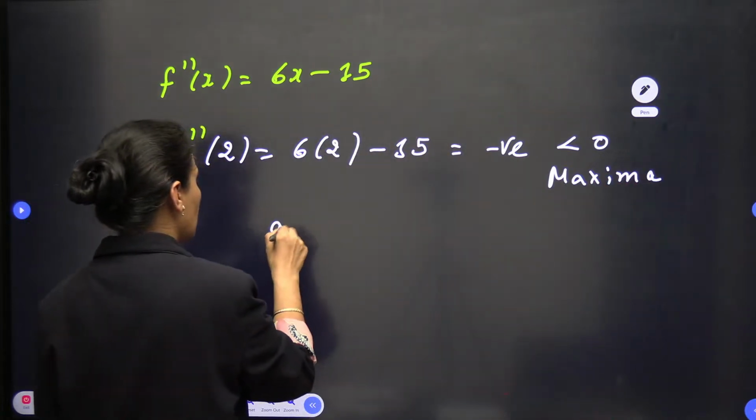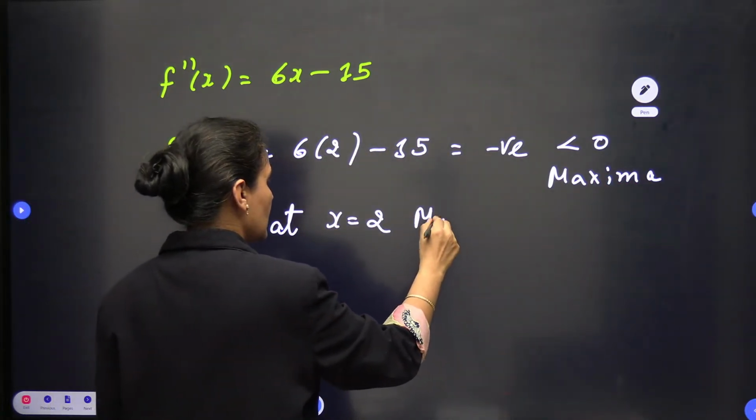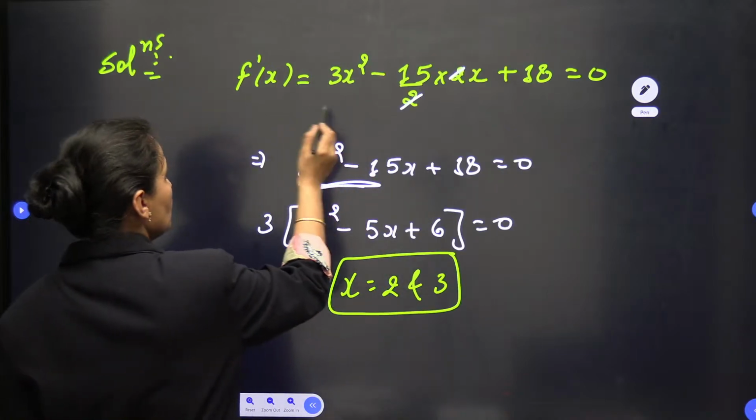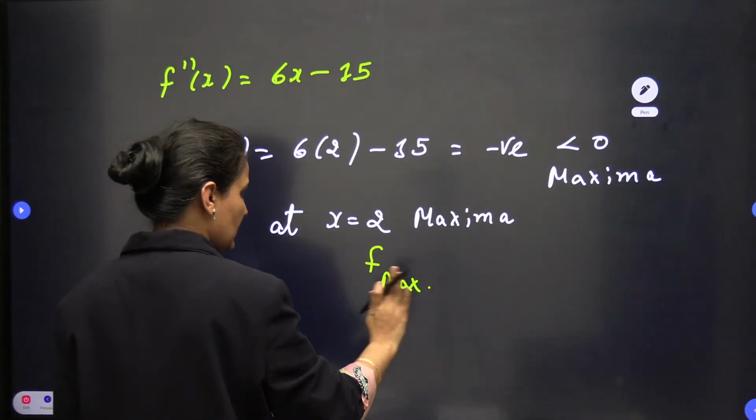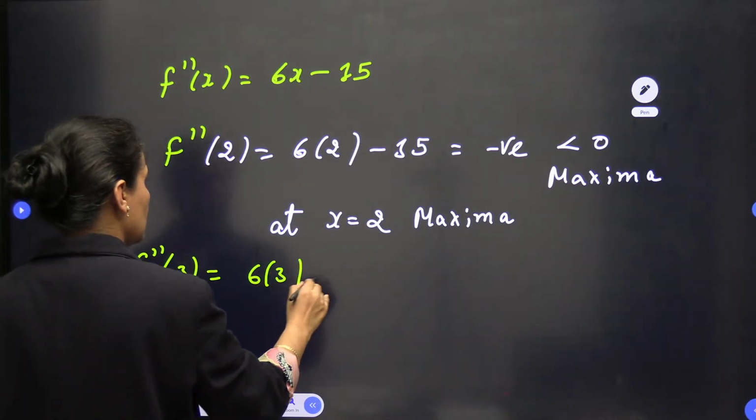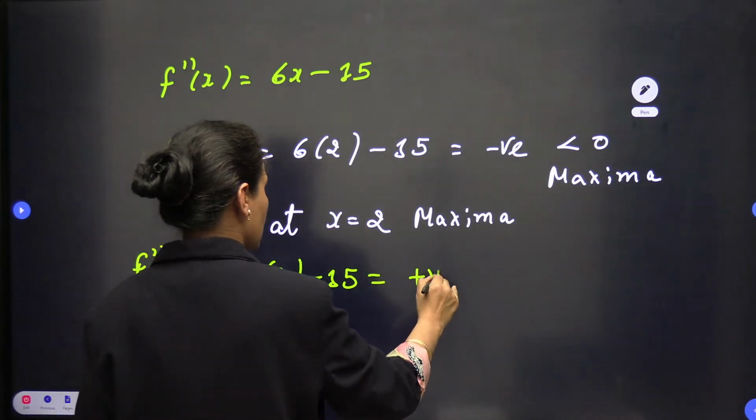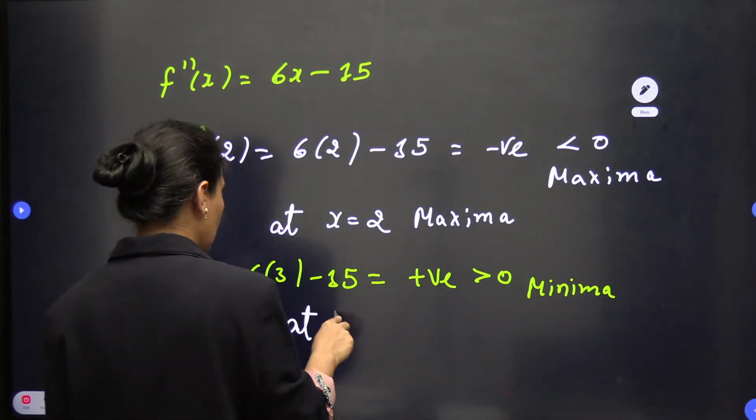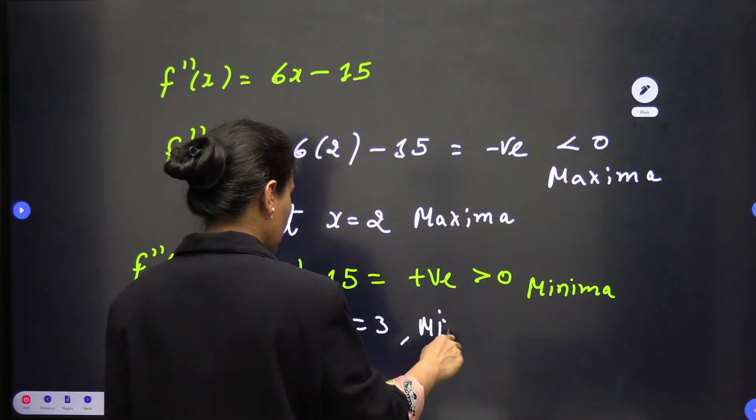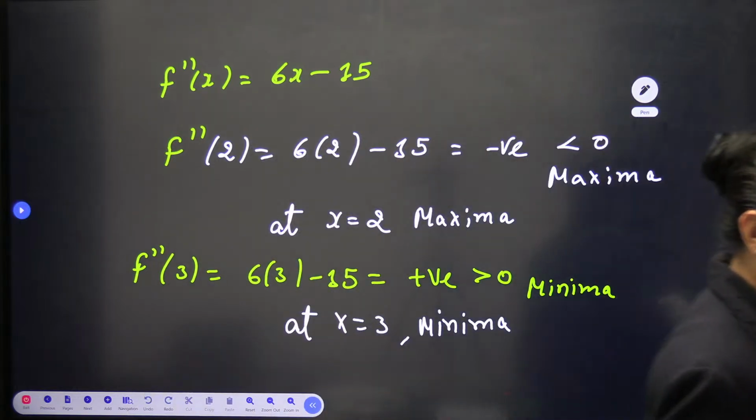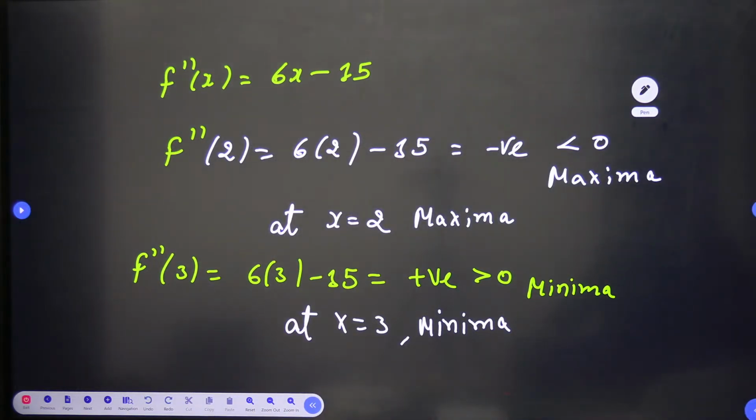So if your question is asking about maxima, you can say at x equals to 2 we are having maxima. If the question is asking about the maximum value of the function, you can put the value in the given function and then solve. And if I go with f double dash 3, which is 6 into 3 minus 15, this is giving me a positive value greater than 0, which denotes the minima. So here we can write down that at x equals to 3 we are having minima. Now according to the exact data, you can tell me whether the question was asking about maxima or minima.